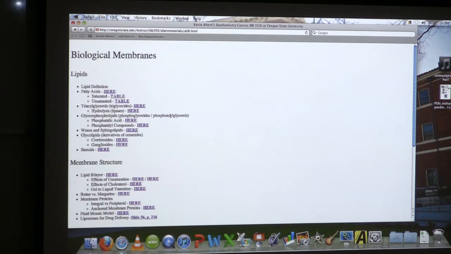Other questions? Yeah? What's the difference between nucleotide excision repair and base excision repair? Okay. And I went over that fairly quickly, so I'll just briefly tell you the differences between them.